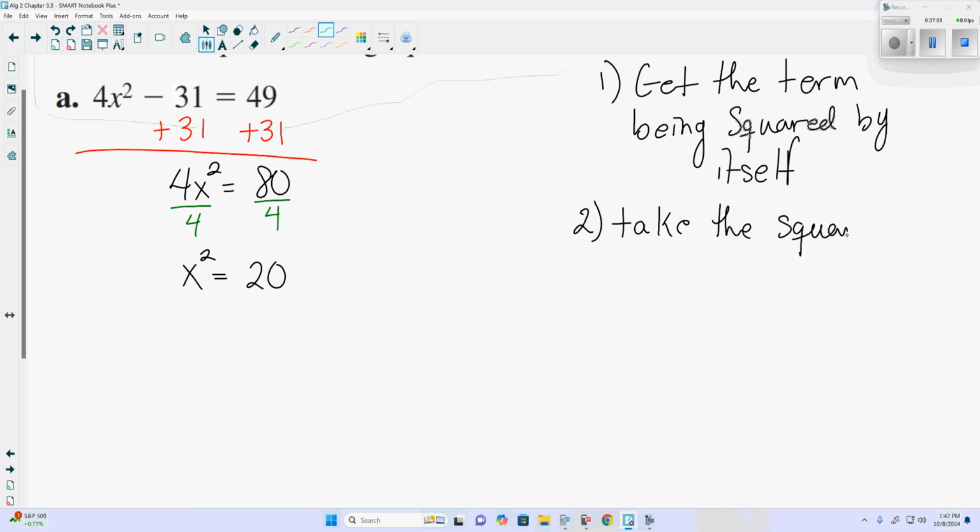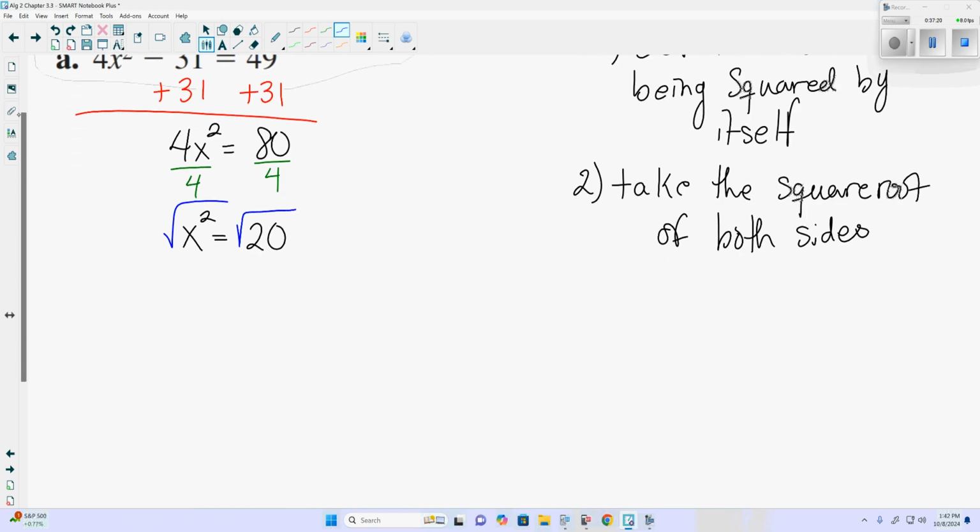We're going to take the square root of both sides. So we're going to apply a square root to both sides. So the square root of x squared is x. That's the nice part about this, because the square root and square will cancel. The square root is trying to figure out what times itself is that number, and a square is multiplying a number by itself. They undo each other.